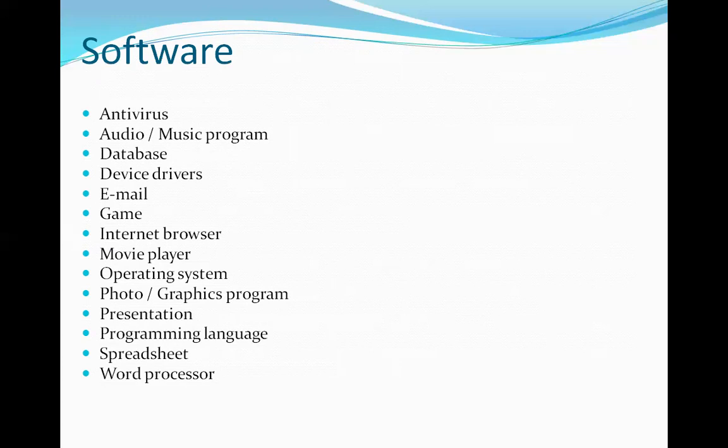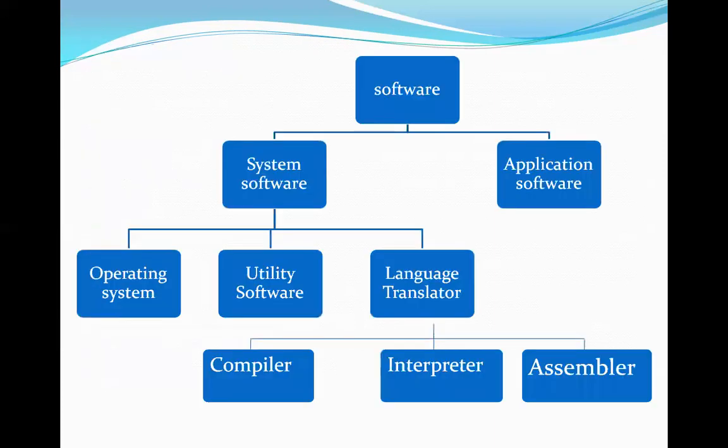Software can be physically stored on a hard drive or at another location such as a USB drive, or it can be cloud-based or hosted over the internet. Examples of software are antivirus, audio music program, database, device driver, email, internet browser, game, movie player, operating system, photographic program, presentation, programming language, spreadsheet, and word processor. There are two types of software: system software and application software.